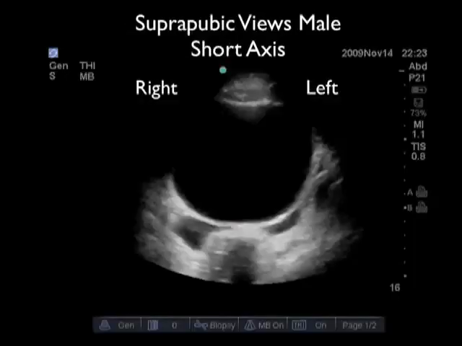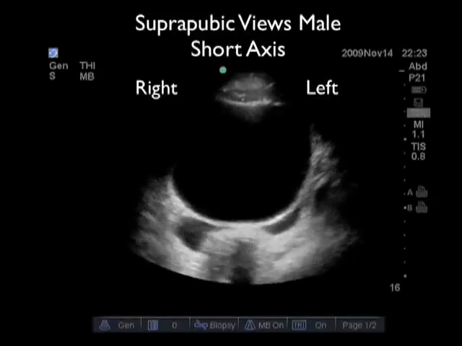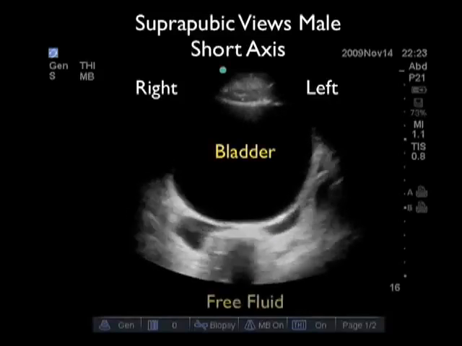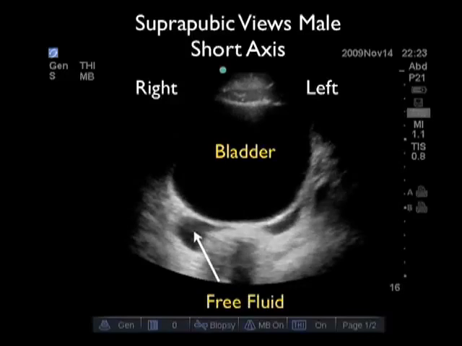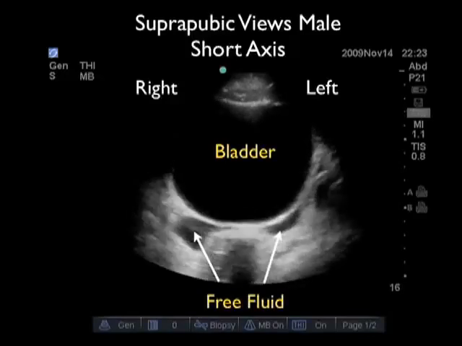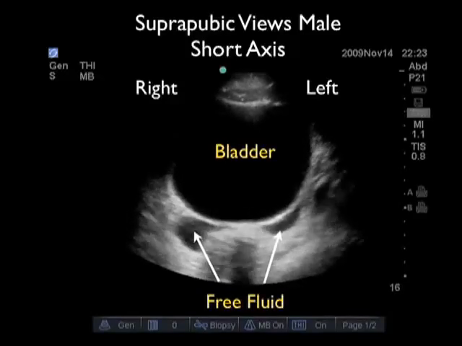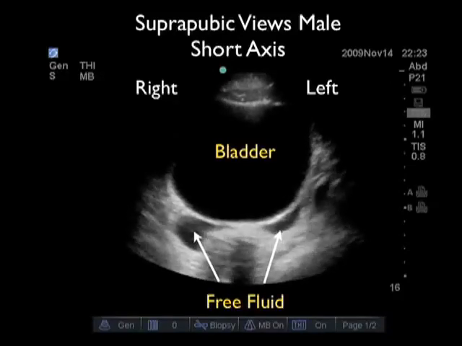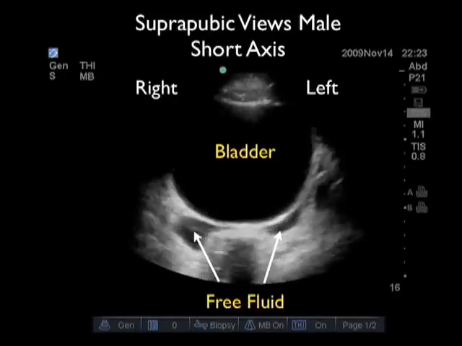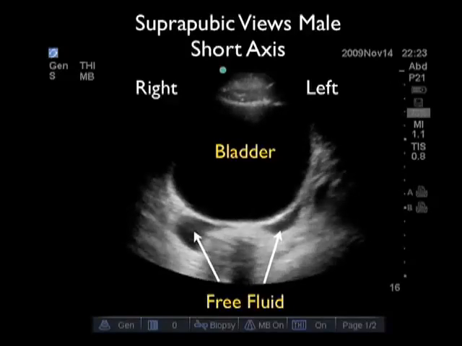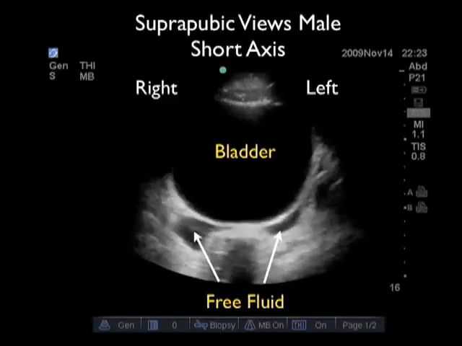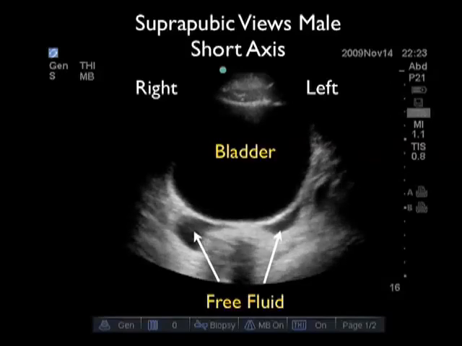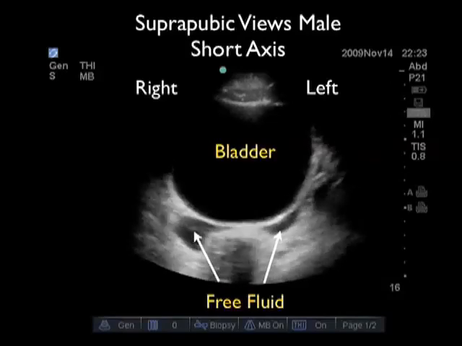Here's a positive examination, suprapubic view, short axis in a male. Probe is oriented towards the patient's right, and anteriorly we see a large fluid-filled bladder. Posterior to the bladder in the retrovesical space, we appreciate the presence of free fluid, as shown by that dark or anechoic fluid collection there. Now, this gives a finding known as the double wall sign, and we see the wall of the bladder outlined by the urine inside the bladder and the blood, in this case, outside the bladder in the area of the retrovesical space.